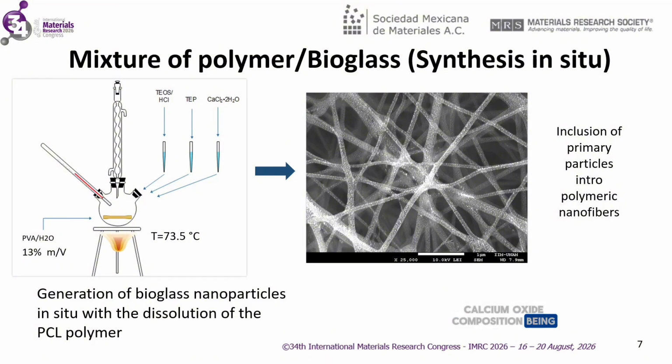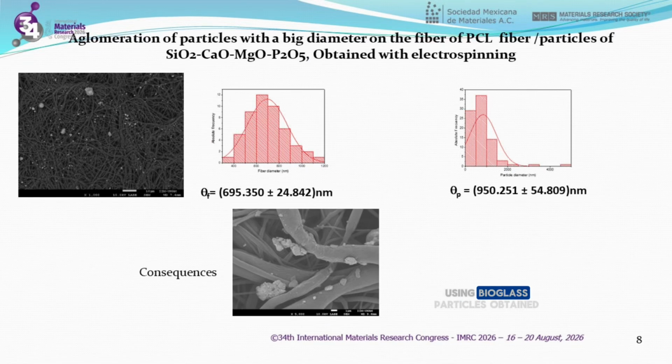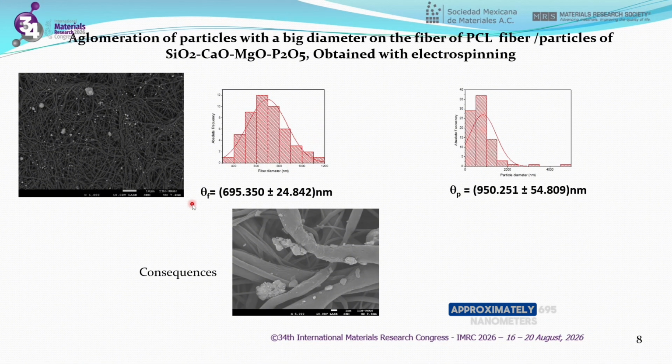oxide composition being predominant. Using bioglass particles obtained via the sol-gel process in an acidic medium, which form agglomerates reaching a diameter of approximately 695 nanometers, makes handling difficult for producing hybrid organic-inorganic scaffolds using electrospinning, since the fibers obtained by this technique have diameters of barely 200 nanometers.